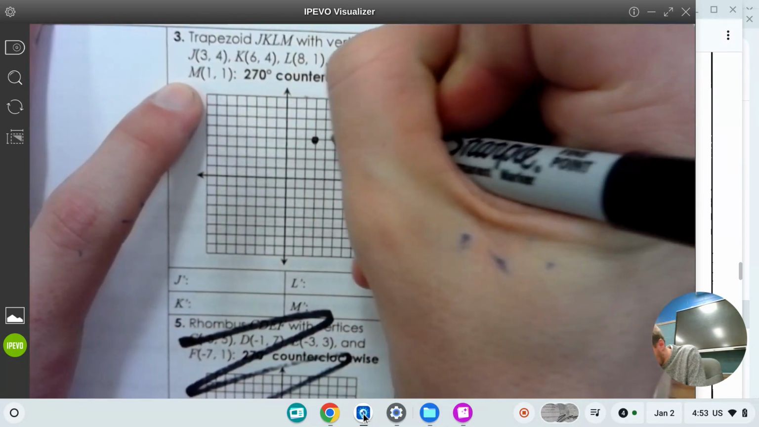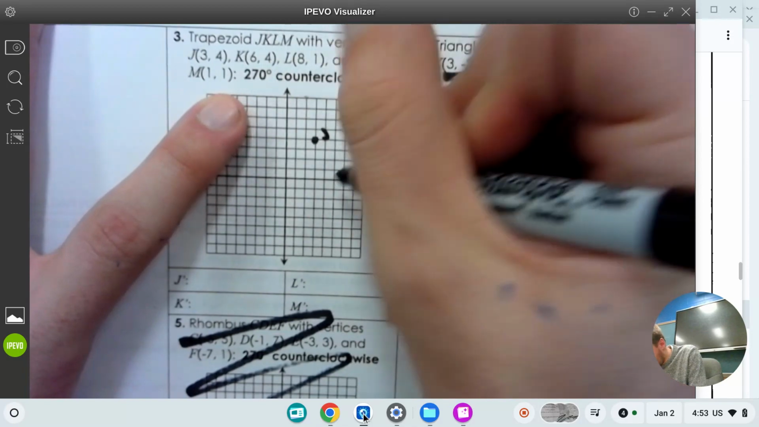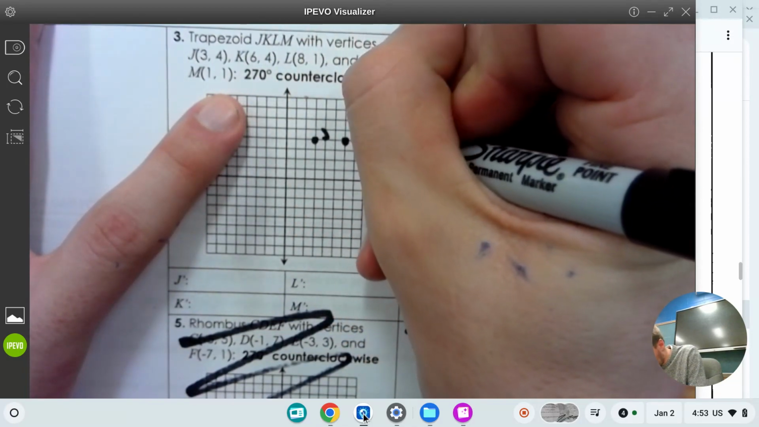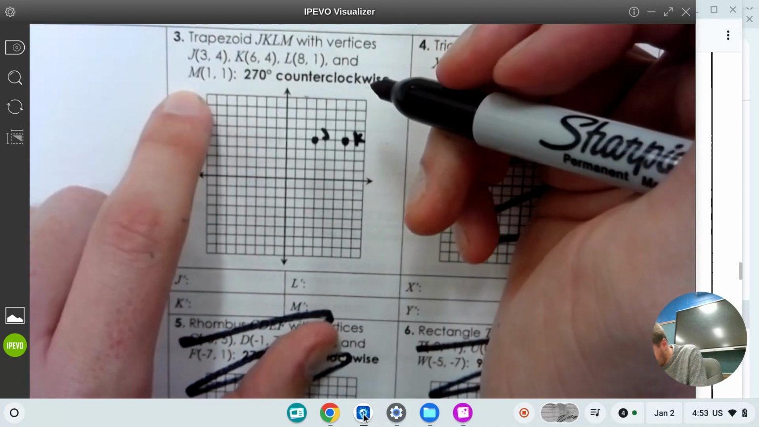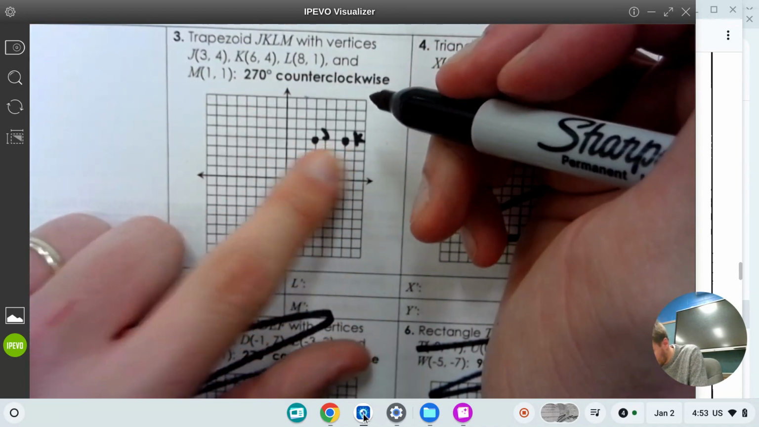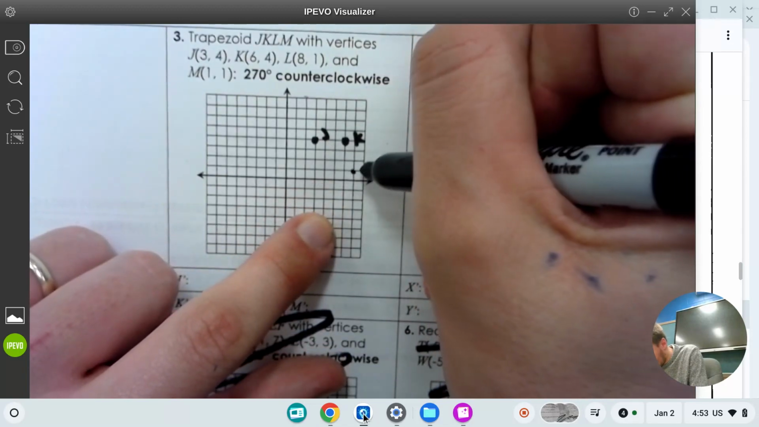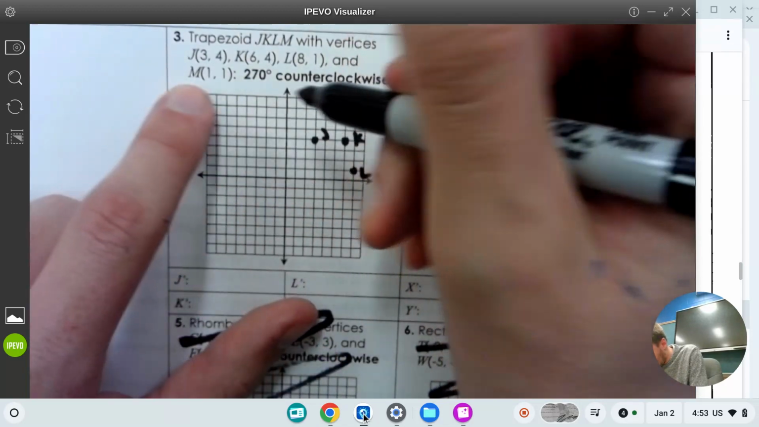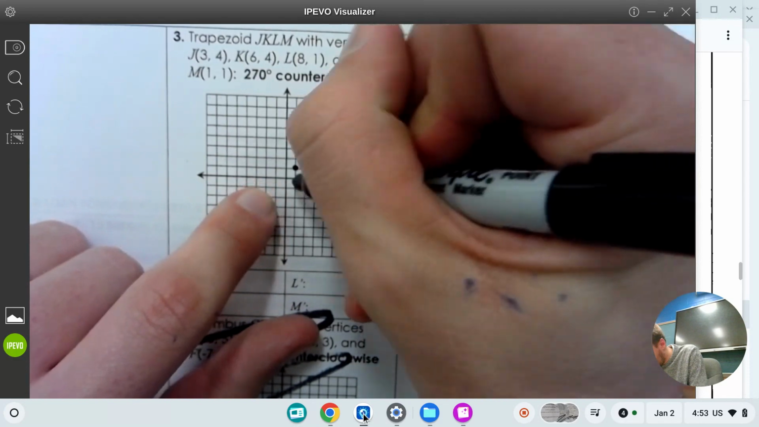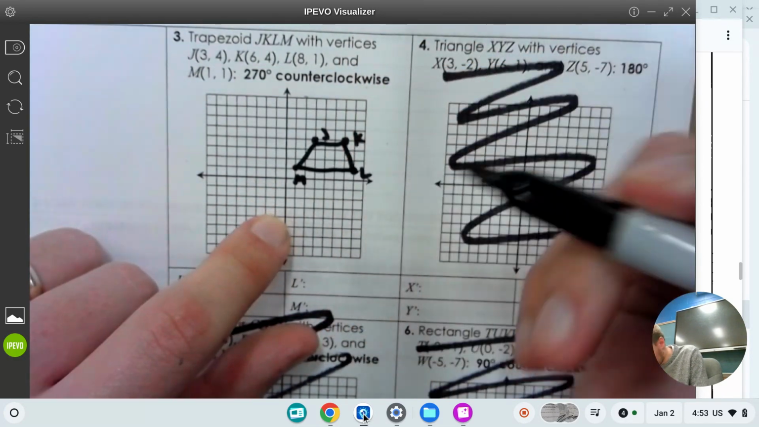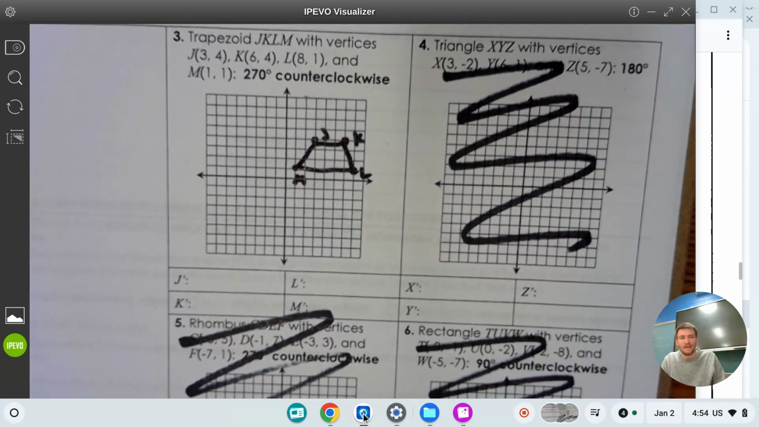3, 4, got it, J. 6, 4, got it, K. Let me make sure, because that sounds weird. 3, 4, 6, 4, okay, cool. L is 8, 1, got it, that's L. And then we got M is 1, 1. Got it, that's M. Sure, trapezoid looks good enough. Now, what am I gonna do for a 270?